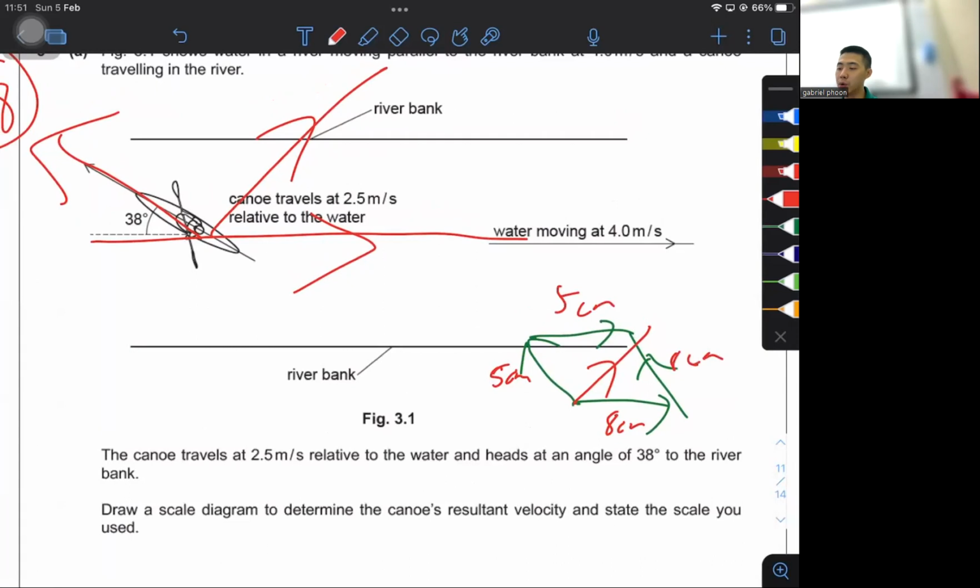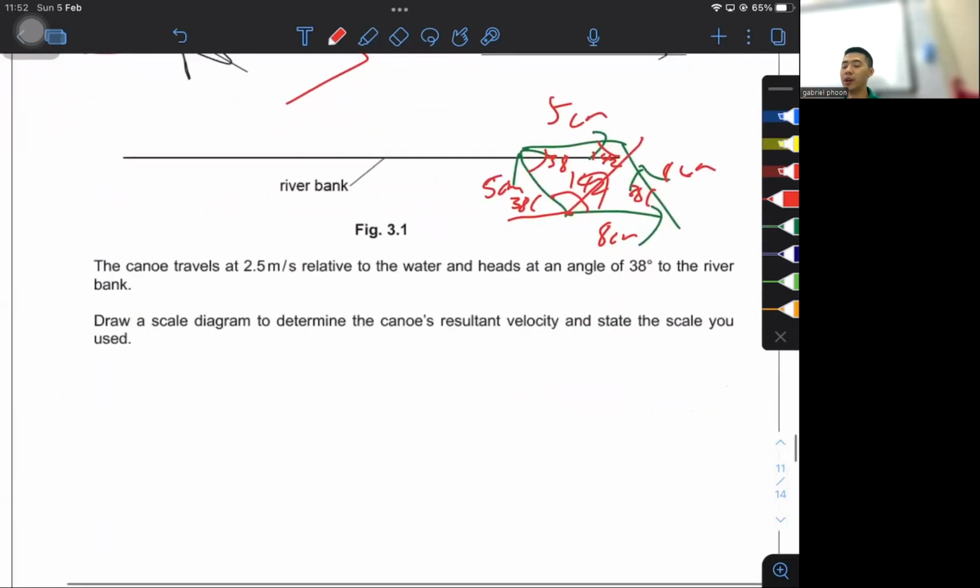Then after that, you also realize that this angle is 38, right? That means to say this internal angle should be 142, right? 142, then this will be how much? 38. This will be 142, and this will be 38. You're supposed to have all these parameters in place first. Then you can start drawing the whole thing already.